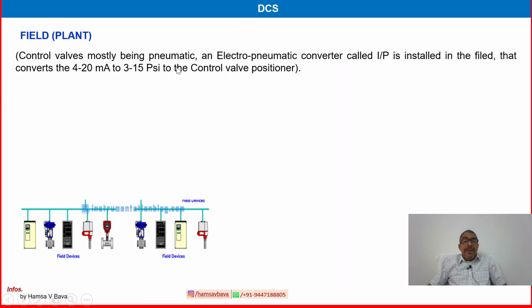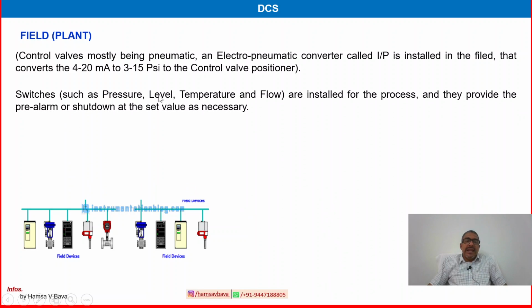Control valves are mostly operated by pneumatic signal. This is important. An electro-pneumatic converter called I2P or transducer is installed in the field that converts 4 to 20 milliamps signal to 3 to 15 psi pneumatic signal to the control valve positioner. This information we have already discussed in detail in our various instrumentation modules. I request you to watch that module. You will get detailed information. Here is an overview of how it is working.